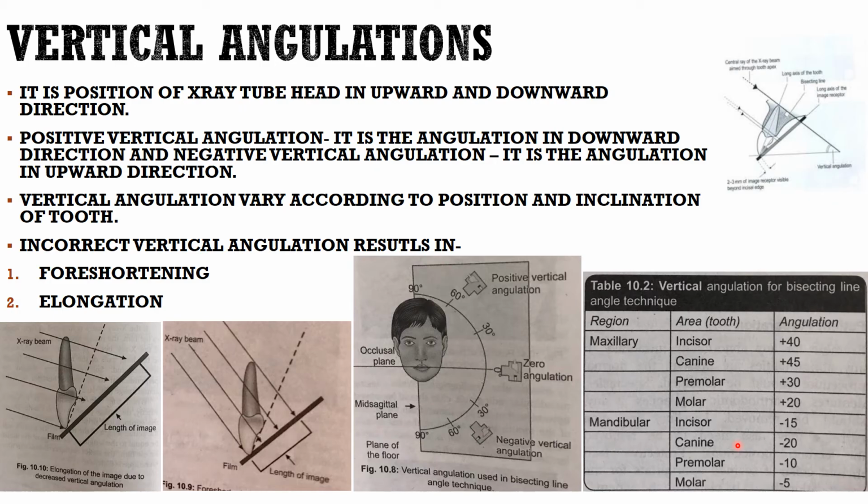Then in the mandible, the incisor is minus 15. And as we have seen, negative vertical angulation is the angulation in the upward direction. So you're positioning your X-ray tube head in the upward direction. So it is minus 15, canine is minus 20, premolar is minus 10, and molar is minus 5. So you have to learn this by heart because you have to do the vertical angulations in this bisecting angle technique depending on these angulations only for this particular tooth.